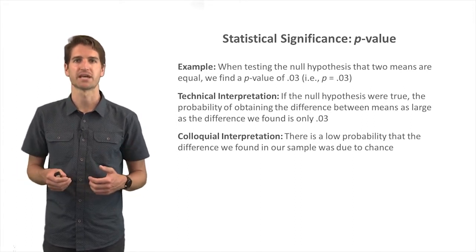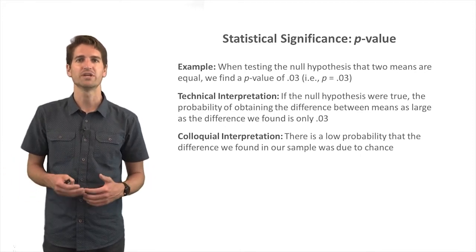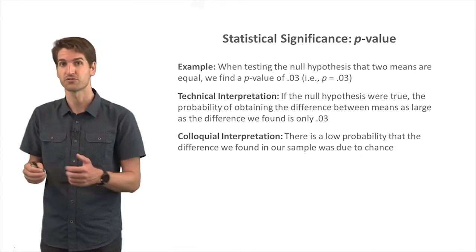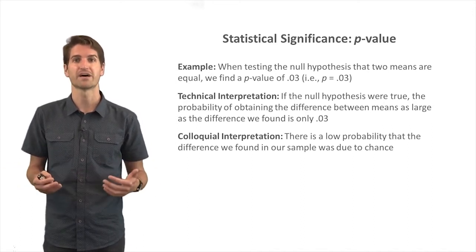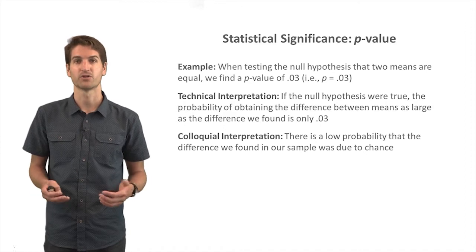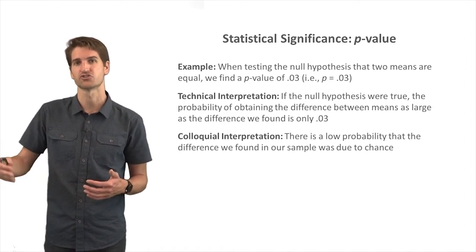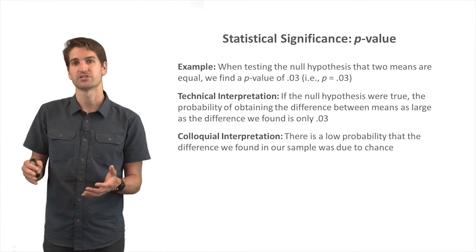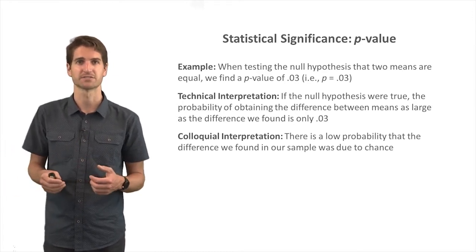So let's think of this example. When testing the null hypothesis that two particular means are equal, or in other words, that there's no difference or zero difference between these two means, we find a p-value of 0.03. In other words, p is equal to 0.03, and let's say our alpha cutoff is the conventional 0.05, which in this case doesn't matter so much, but let's just assume that that's the case.